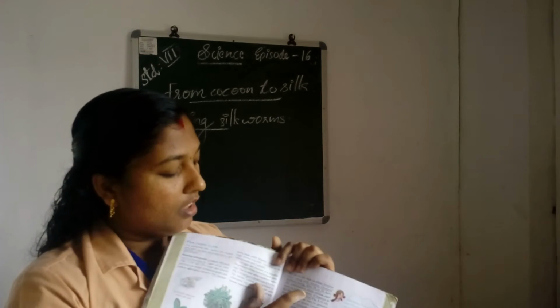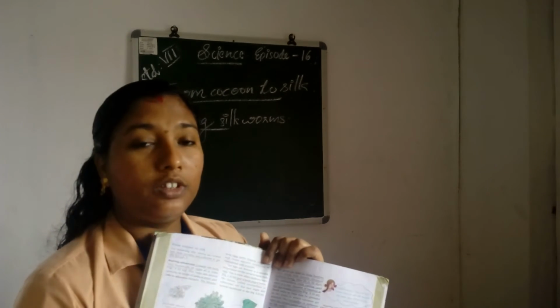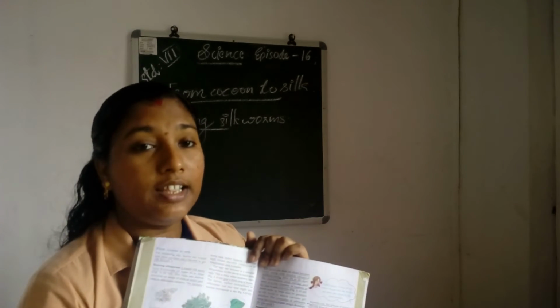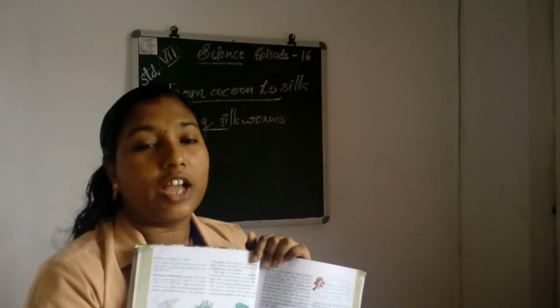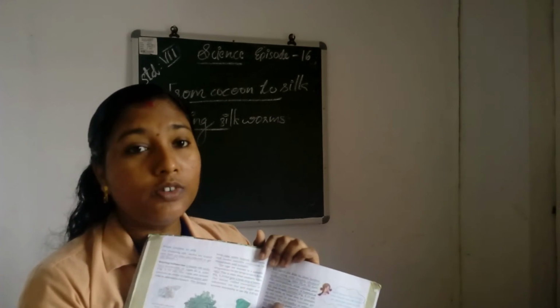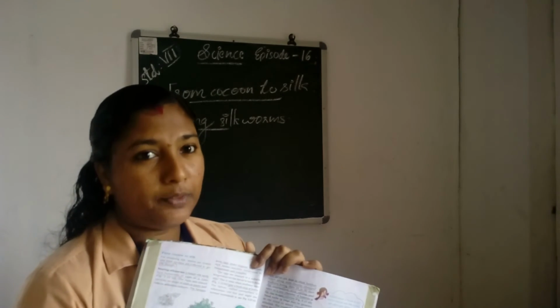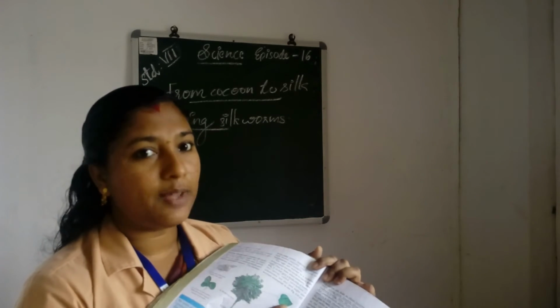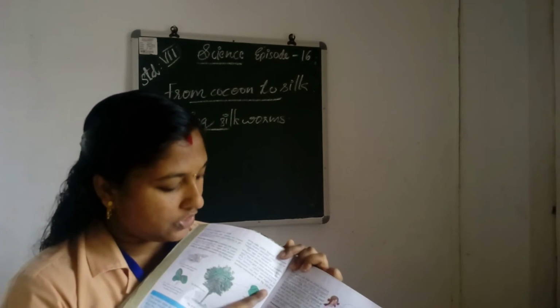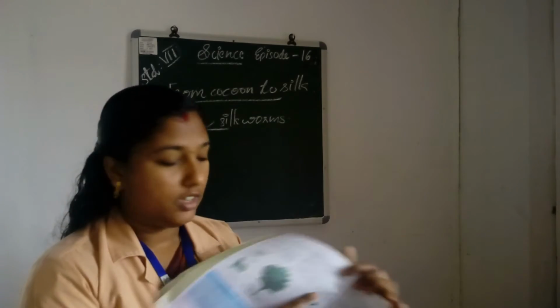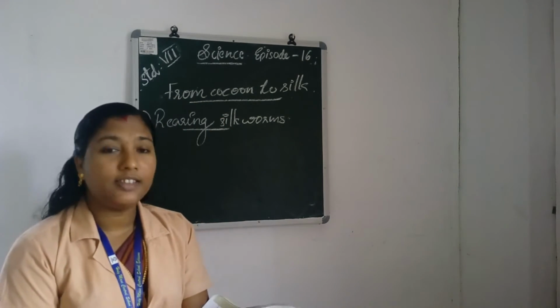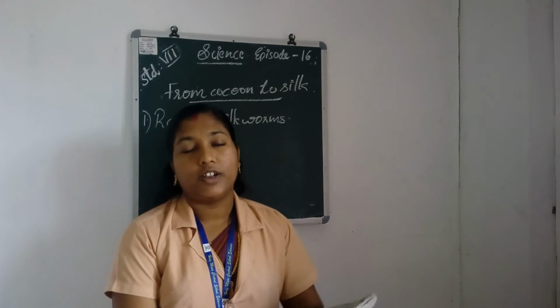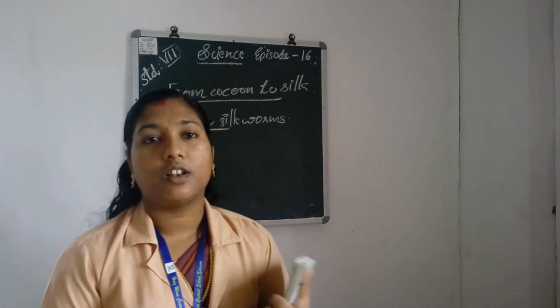After 25 to 30 days, it stops eating mulberry leaves and starts to develop the cocoons, inside which develops the silk moth. That's all about the rearing of silkworms. Once again, what is rearing of silkworms?